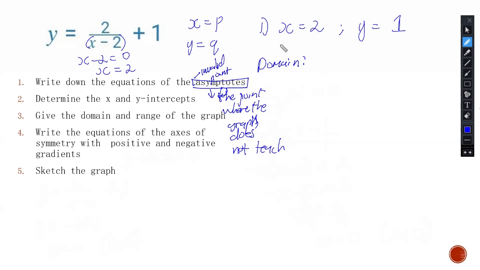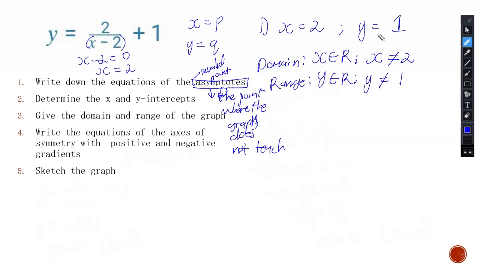Now, if we are to write the domain, we should always say the domain is x, an element of real numbers, but we have to exclude the asymptote because we are saying the asymptote is an invalid point. So we write the domain as x element of real numbers where x is not equal to 2. And then we write the range as y element of real numbers where y is not equal to that asymptote, which is 1. So we are saying x equal to 2 and y equal to 1 are invalid points.